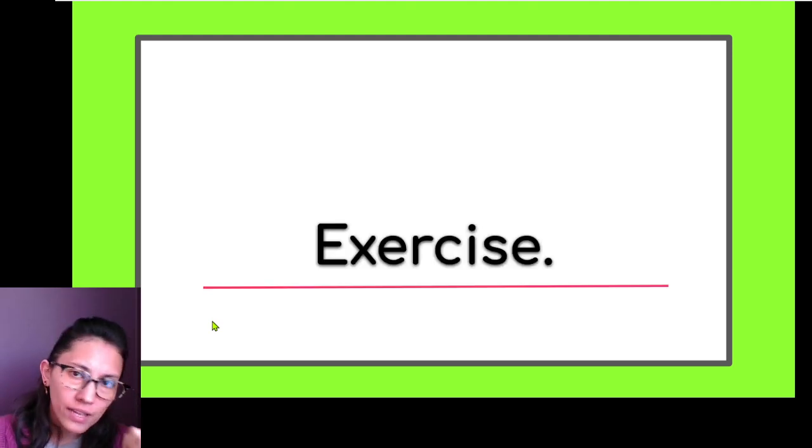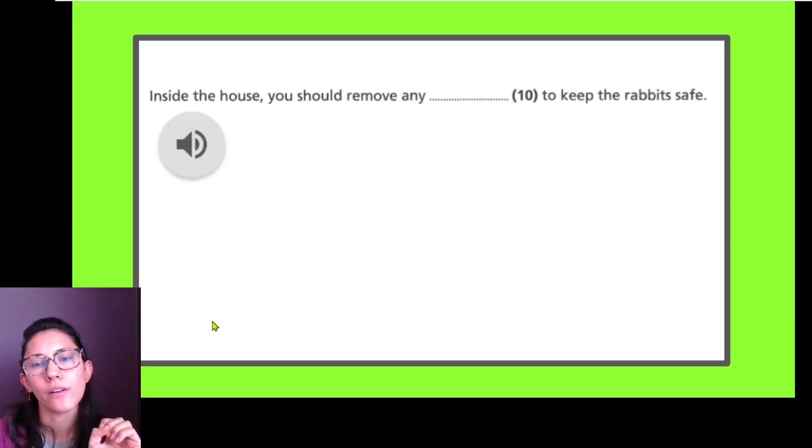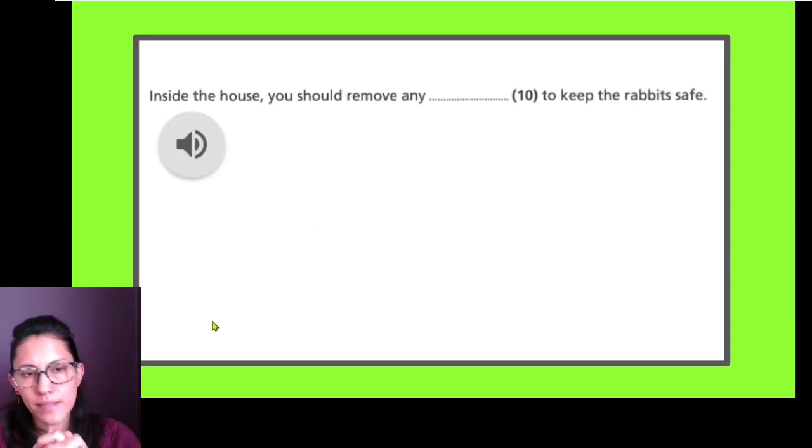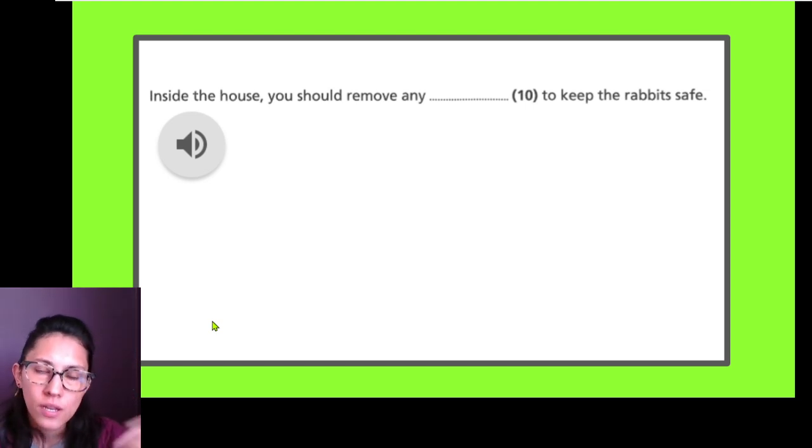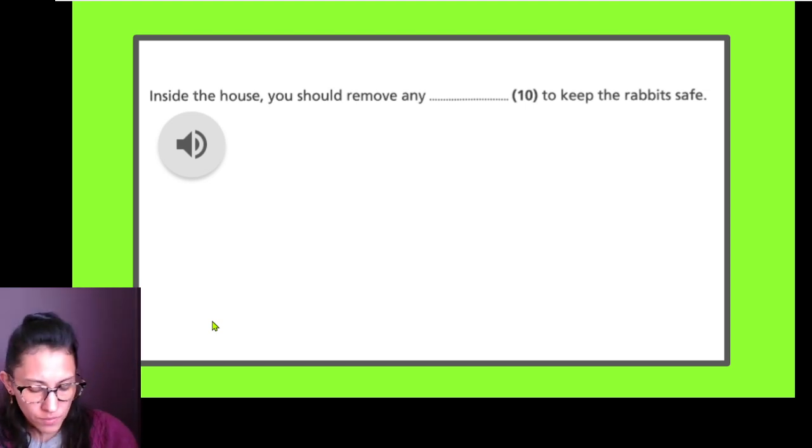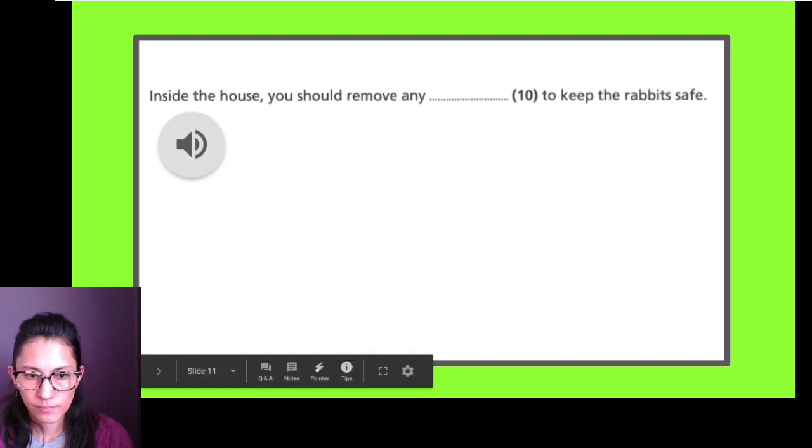Exercise. We're going to do a little exercise so you can get it a little bit better. So we have, again, the same stuff about rabbits. Inside the house, you should remove any to keep the rabbits safe. So I'm going to play the audio twice. Please pay attention. Get your answer. Okay? So here we go.